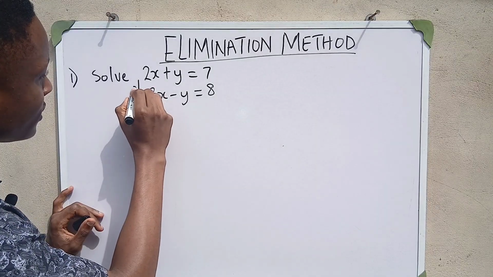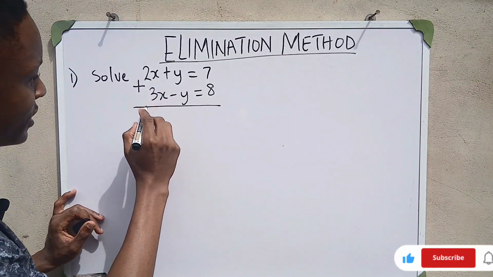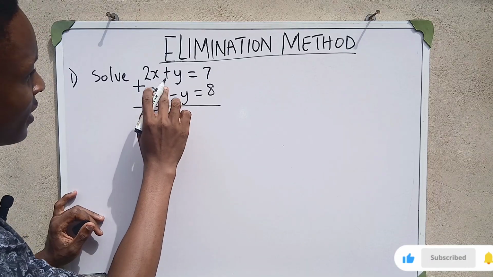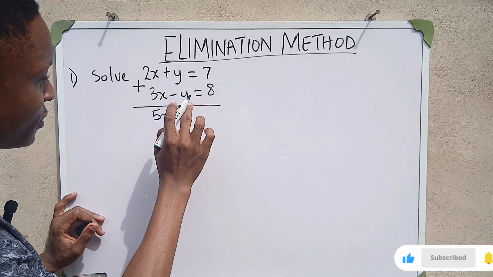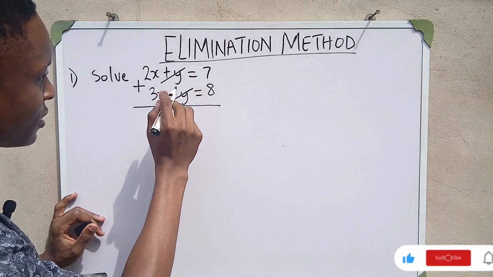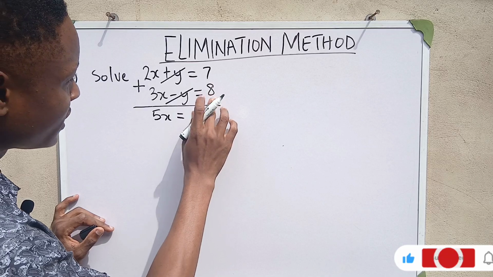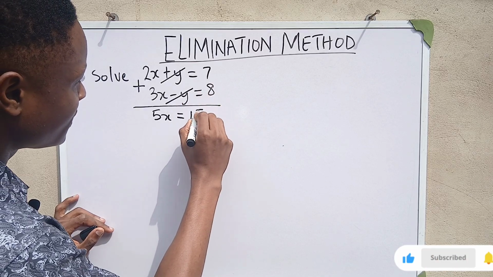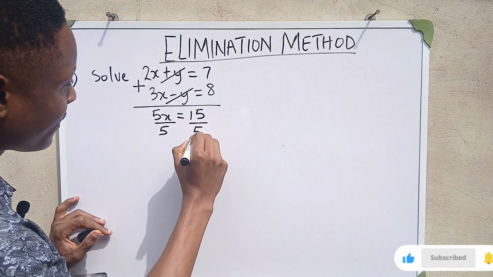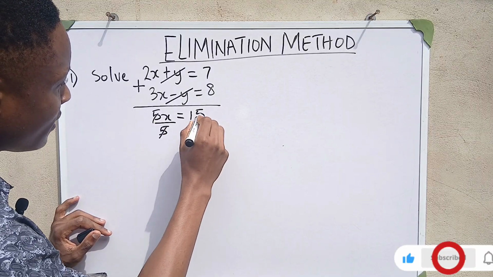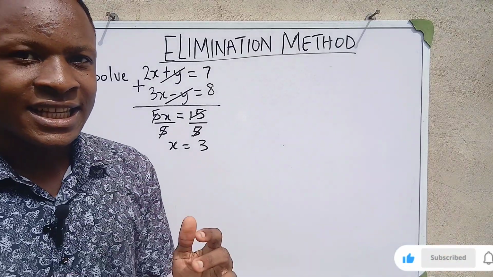So if we add, 2x plus 3x is 5x, plus y plus minus y is 0. So we have been able to cancel out y. Equal to 7 plus 8 is 15. So divide by 5, divide by 5. So we have x is equal to 3. It's as easy as that.